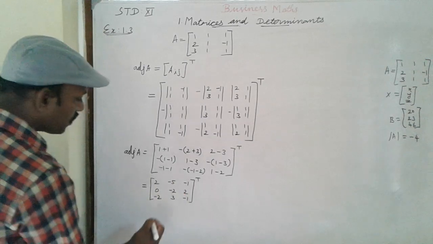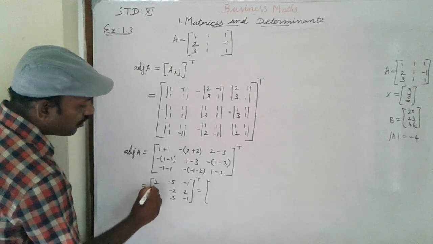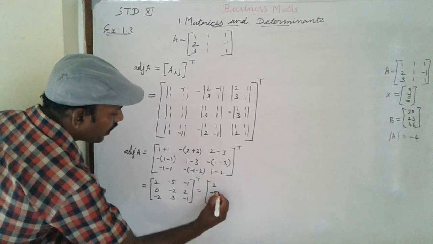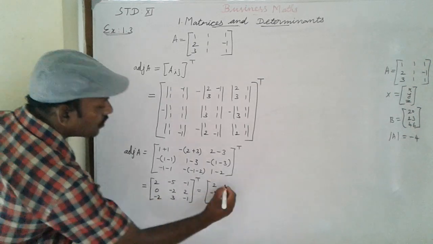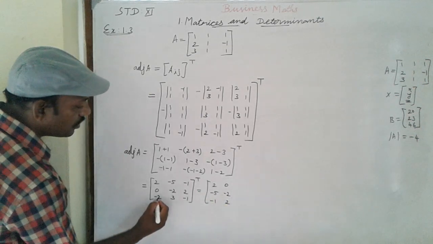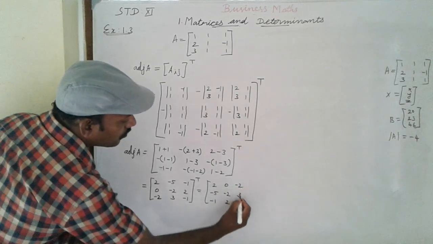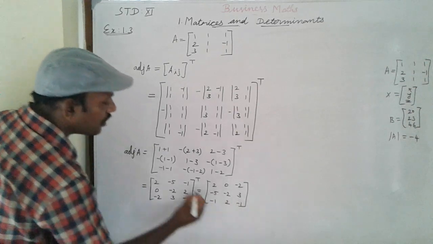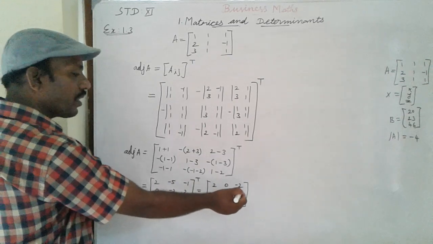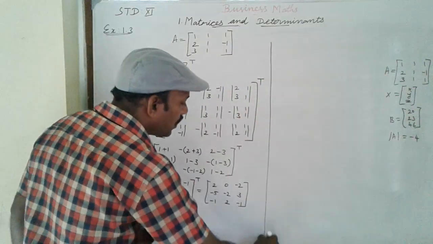Transpose. So the transpose value is, the rows become columns and columns become rows. The first row: 2, minus 5, minus 1. Second row: 0, minus 2, plus 2. Third row, we change the column: minus 2, 3, minus 1. So it's the transpose. Adjoint A equal to 2 0 minus 2, minus 5 minus 2 3, minus 1 2 minus 1.